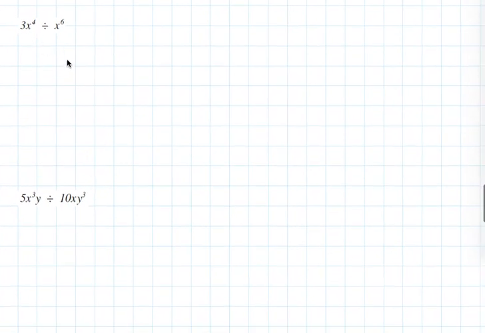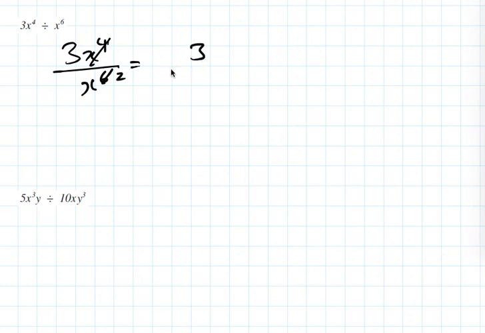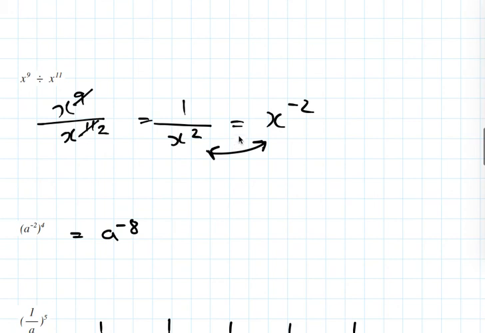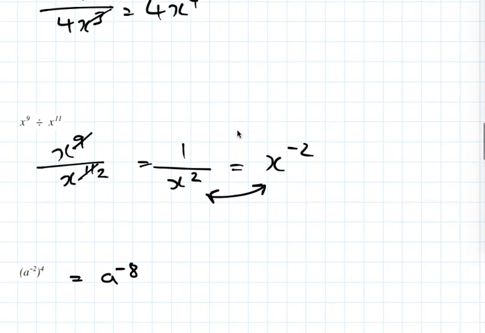So 3x to the power of 4 divided by x to the power of 6. This would become 2, that would be finished. So that just becomes 3 divided by x squared. Again, this could be written as 3x to the power of negative 2, as seen here in this example.